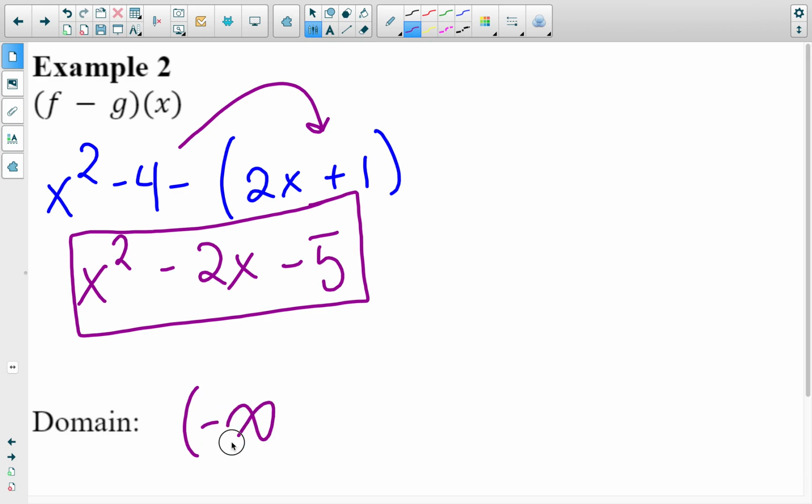And our domain, again, will be negative infinity to positive infinity because our resulting function, we can plug anything in for x here, all real numbers. And both of our original functions also had domains that were all real numbers.